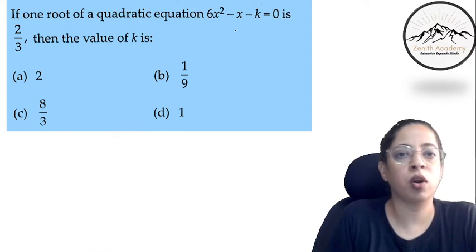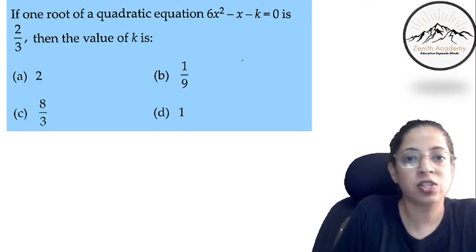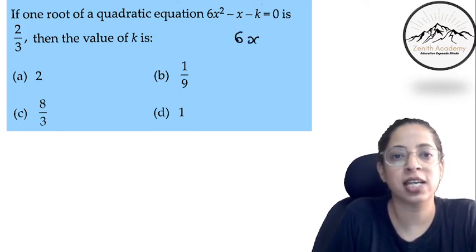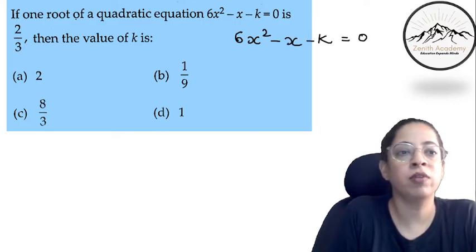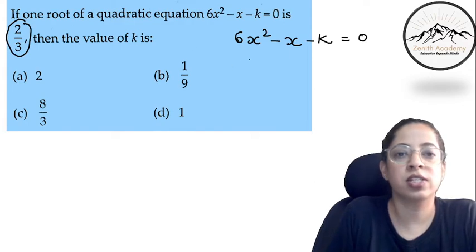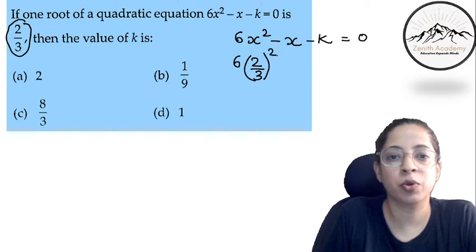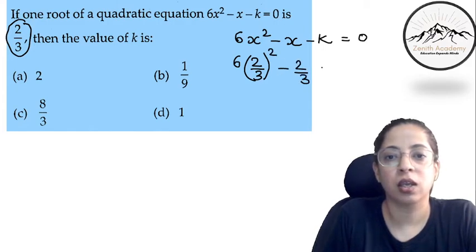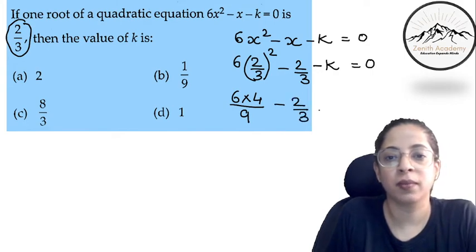If one root of the quadratic equation is 2 by 3, then again find the value of k. Let's write the equation first. The equation is 6x square minus x minus k is equal to 0. Now one of the roots is 2 by 3, so instead of x, we will put 2 by 3. Now let's solve. 2 square is 4, 3 square is 9, minus 2 by 3 minus k is equal to 0.